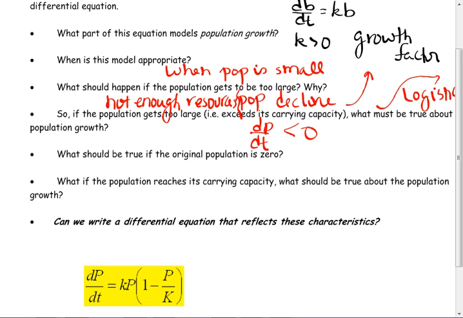Okay, David? If the population gets above the carrying capacity, which would be up here, it's got to come back down. So what's true about the slope? It's going to have to switch over to negative. Yes. Sorry, I would have preferred P, or dB/dt for bacteria.